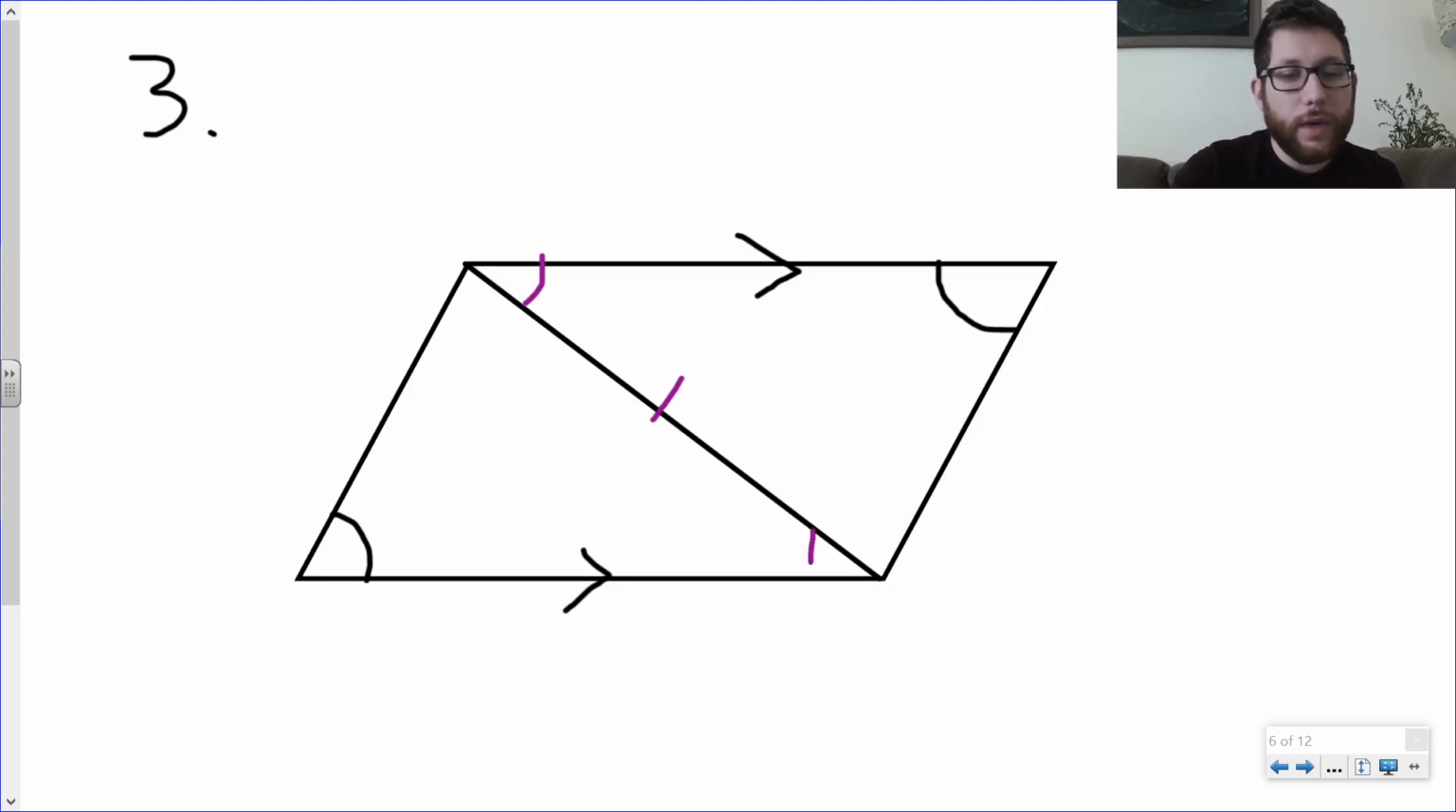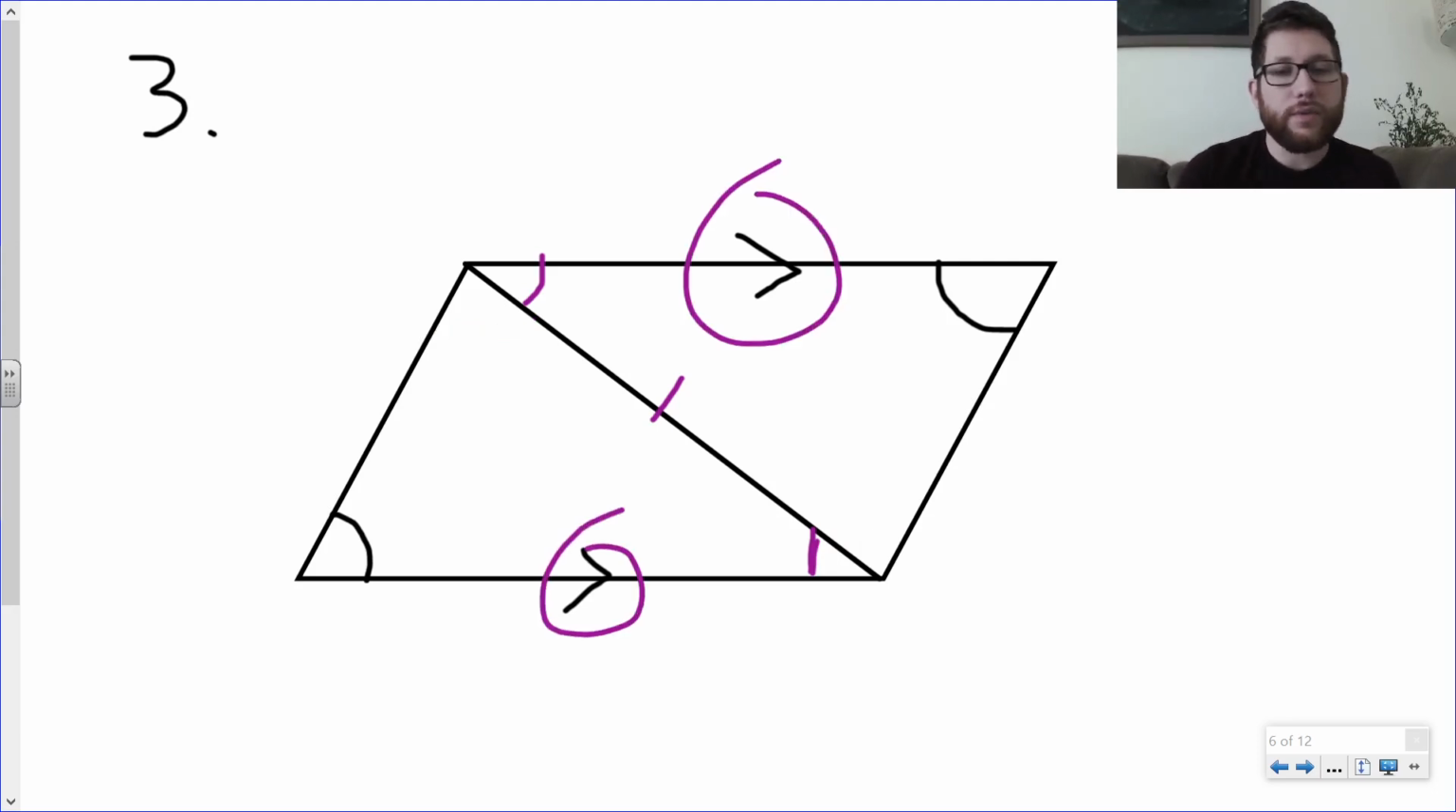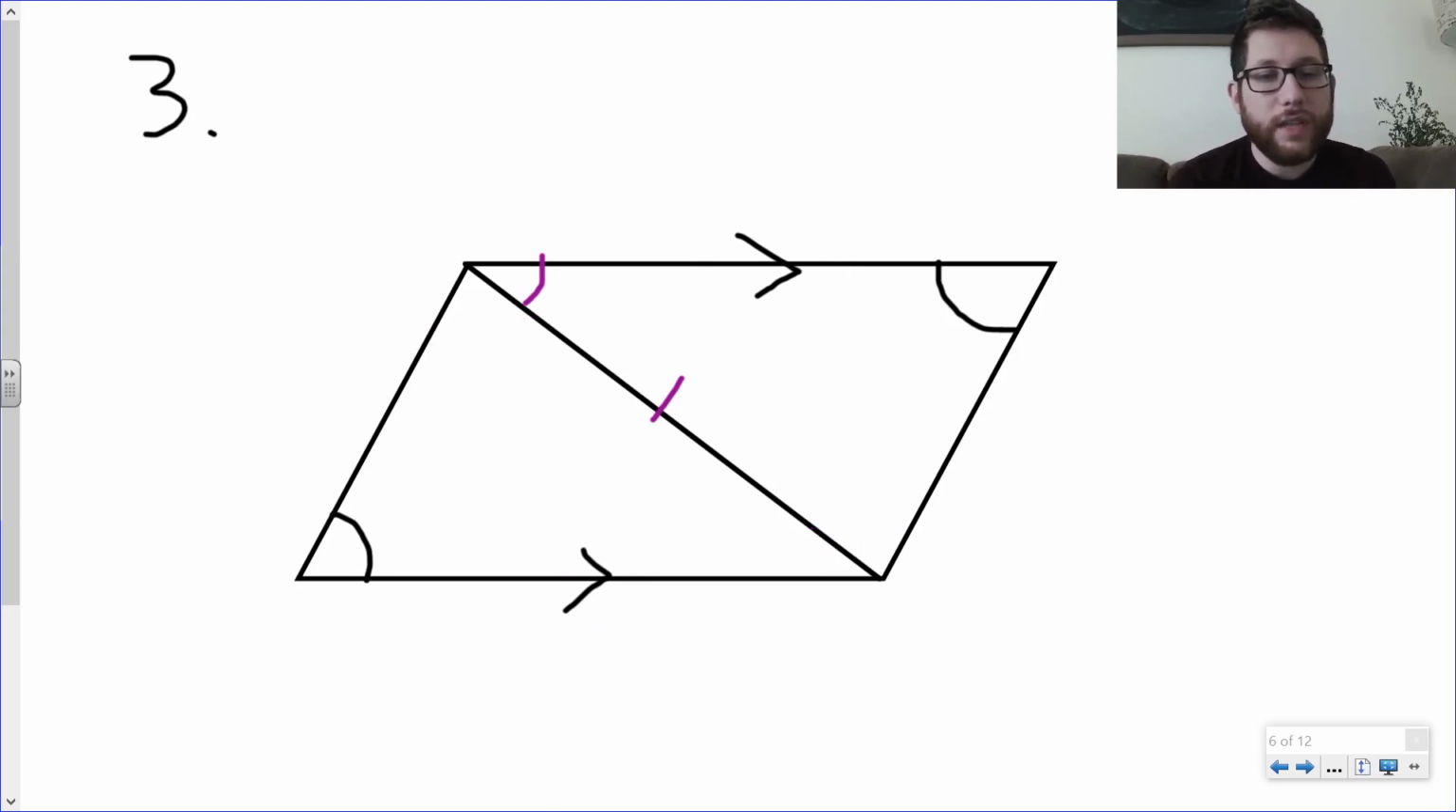Now be careful. Some people get stuck up on these alternate interior angles, and they actually start going with these guys here as alternate interior angles. But remember, our alternate interior angles need to be touching our parallel lines, and that's what those arrows mean. So in this case, a common mistake would be to call this angle, side, side. That's not correct, and here's why.